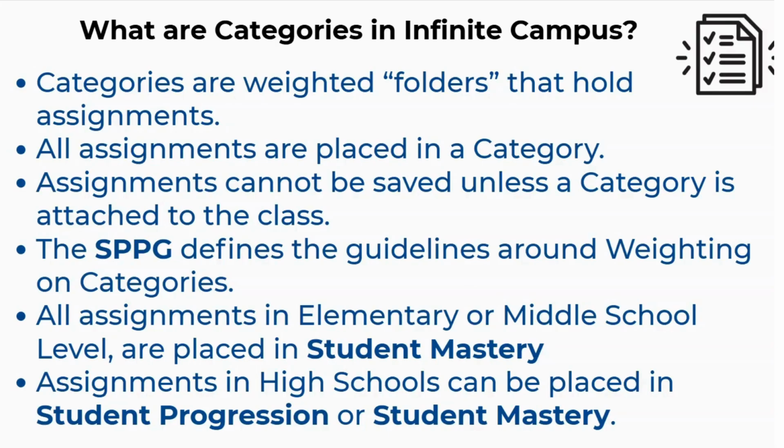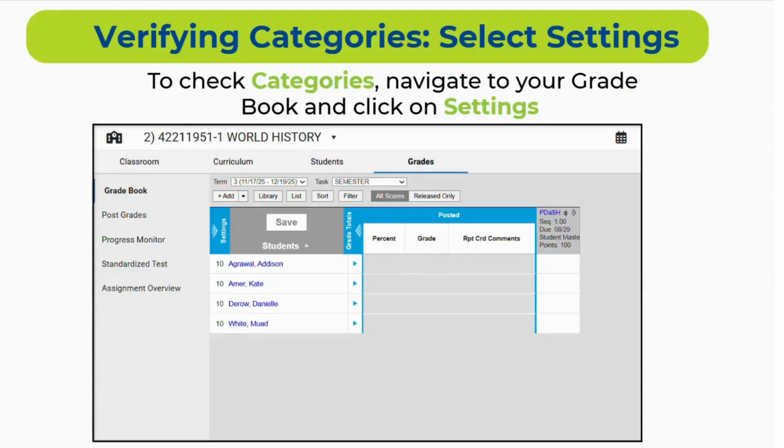The SPPG defines the guidelines around weighting on categories. All assignments in elementary or middle school level are placed in student mastery, whereas assignments in high schools can be placed in student progression or student mastery. To verify categories, you will select Settings inside of your gradebook. It is on a blue rectangular box with the white lettering for Settings.